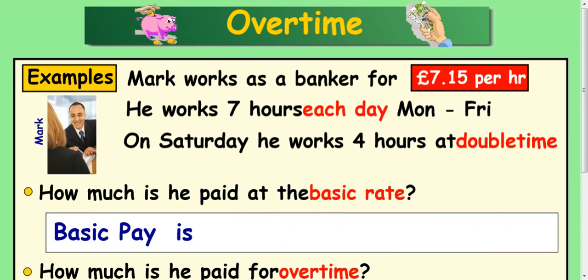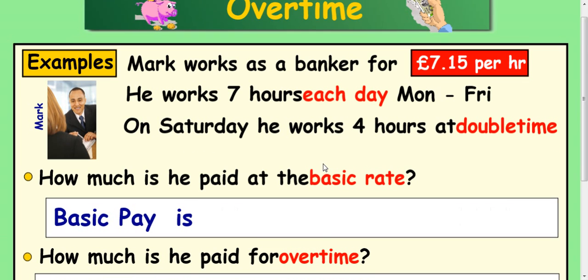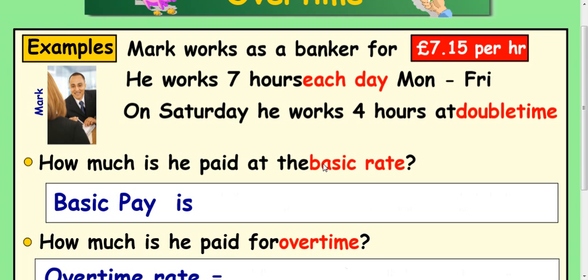Okay, let's look at some calculations you might have to do. Mark works as a banker for £7.15 for every hour he works. He works 7 hours each day from Monday to Friday. On Saturday he works 4 hours at double time, so he gets extra on the Saturday. How much is he paid at the basic rate? The basic pay is nothing to do with your overtime, it's just your normal rate. So he gets £7.15 every hour, and he works 7 hours a day for 5 days.